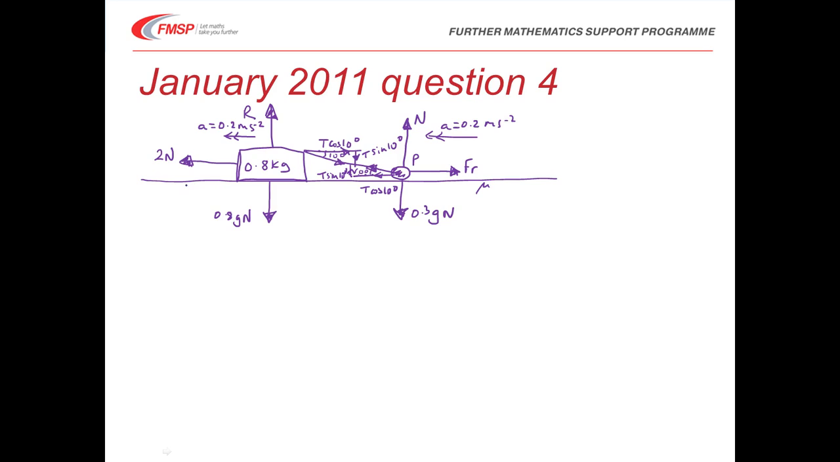Okay, just one more thing I'm going to put on the diagram as a reminder to myself, which is that particle B is in smooth contact with the plane. Okay, let's look at what's going on horizontally for B.